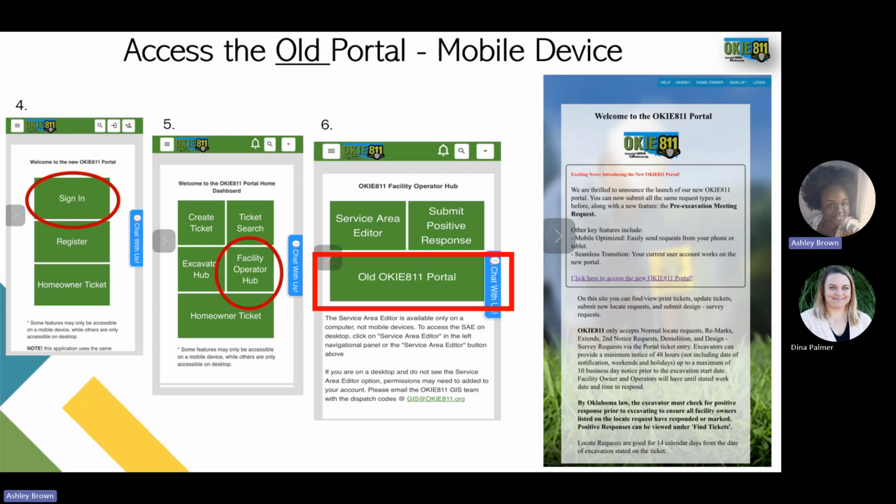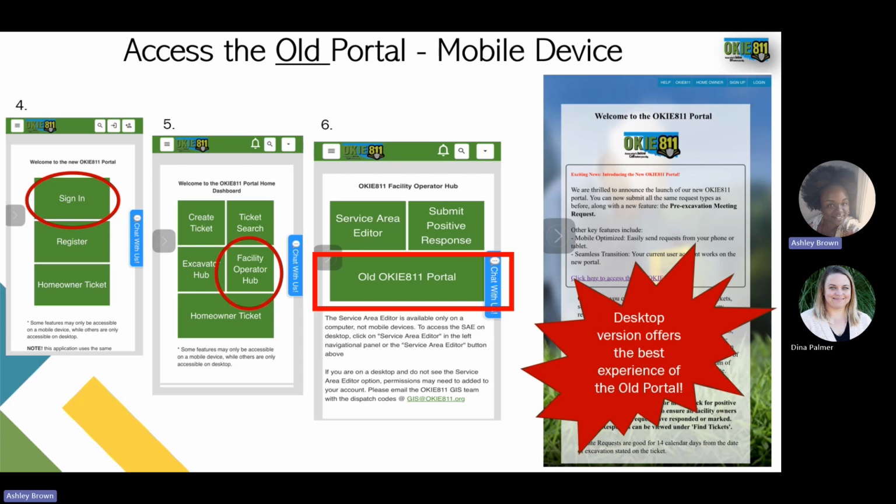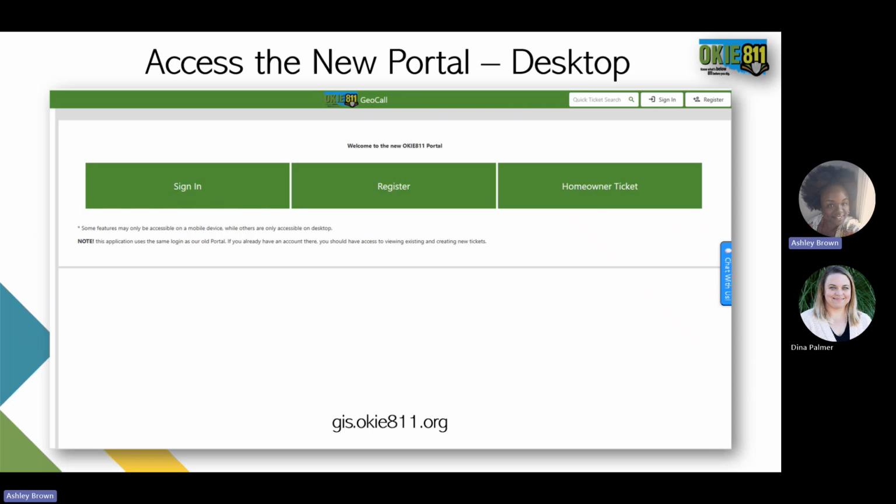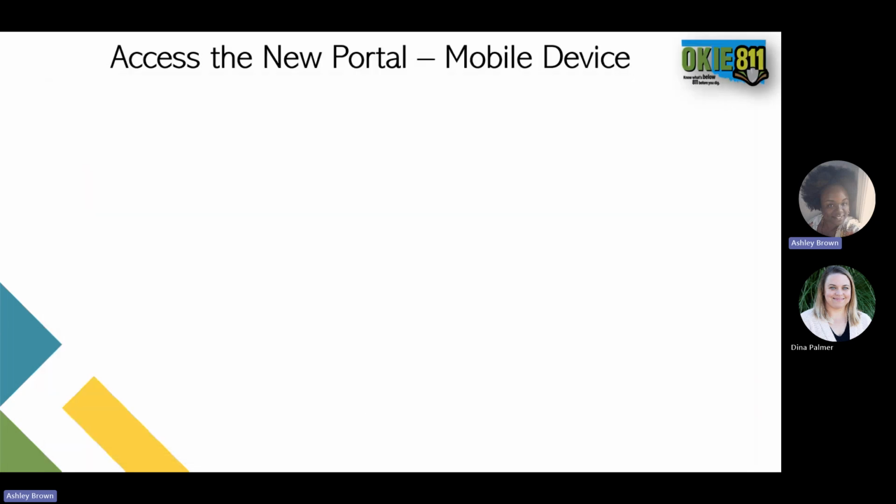That's a real long roundabout way, but however, keep in mind that the desktop version does offer the best experience for the old portal, but should you need to access it on your mobile device, you can. If you're wanting to access the new portal on a desktop computer, simply go to gis.oki811.org. And from here, you can sign in and begin using the new portal or the service area editor.